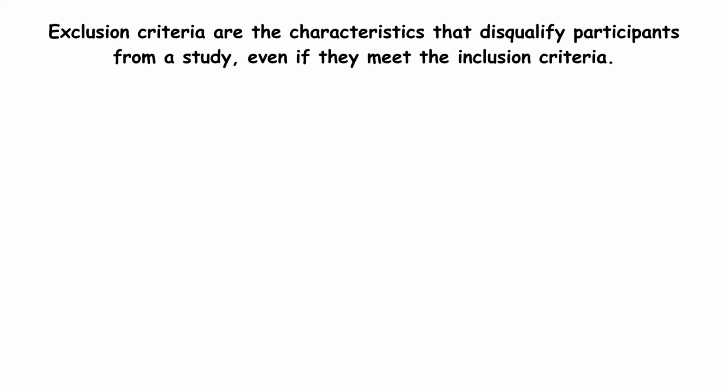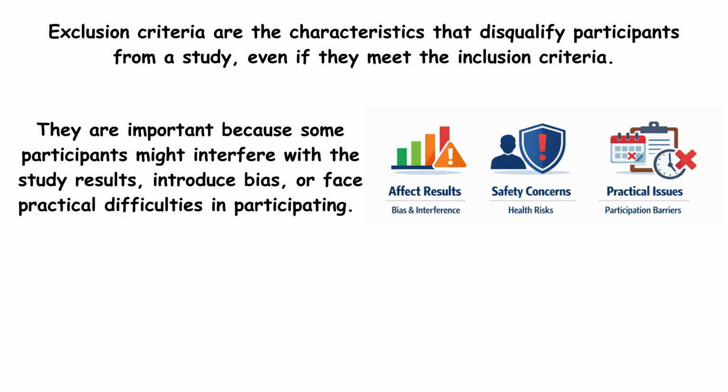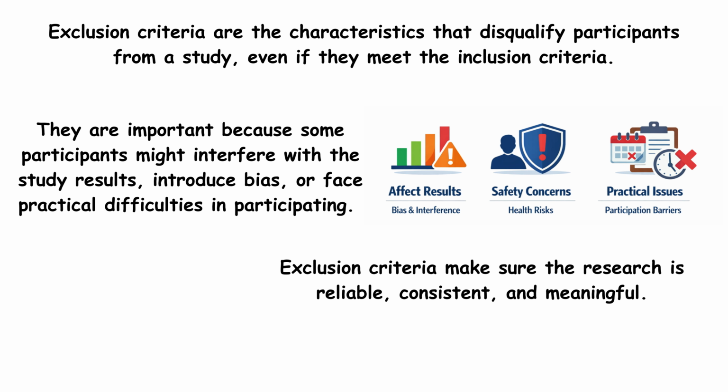What are exclusion criteria? Exclusion criteria are the characteristics that disqualify participants from a study, even if they meet the inclusion criteria. They are important because some participants might interfere with the study results, introduce bias, or face practical difficulties in participating. Exclusion criteria make sure the research is reliable, consistent, and meaningful.